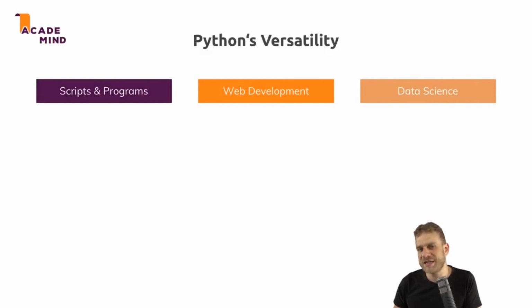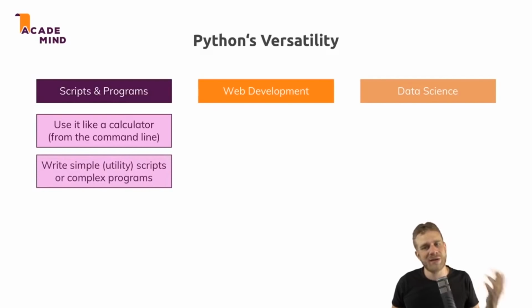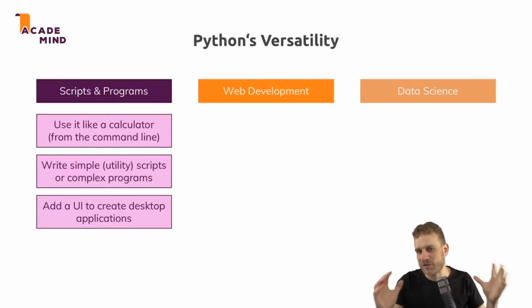Now, what do these pillars mean in detail though? Well, we can build scripts and programs, for example, build a simple calculator, which we execute from our system built-in command line. We can write simple utility scripts like cleanup scripts or scripts that save some data to files. Of course, we can also build complex programs. We can add a UI to build real desktop applications. This is also something which is relatively easy to do thanks to Python's rich ecosystem. Another cool pro argument, it has a broad ecosystem of third-party packages and libraries you can add to easily add new functionalities to your programs.